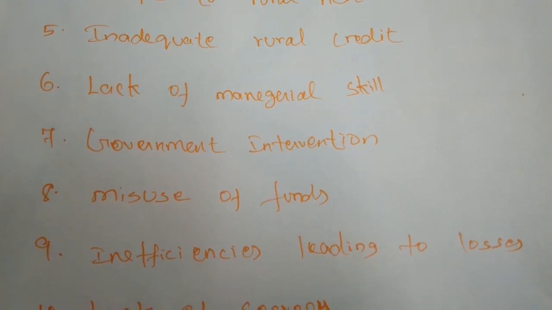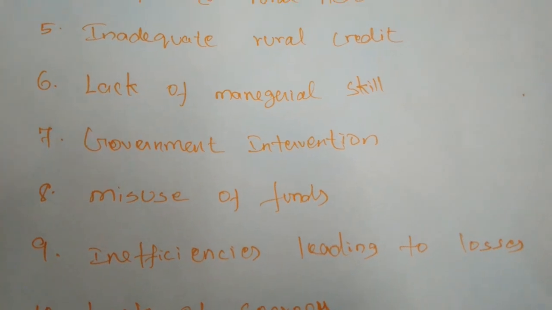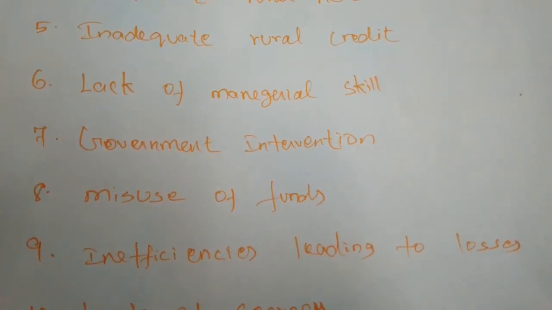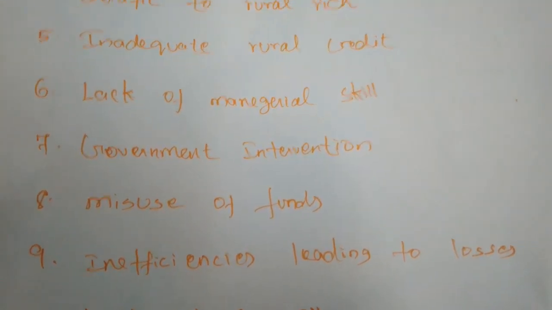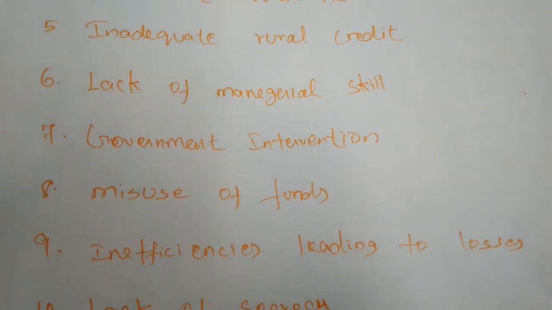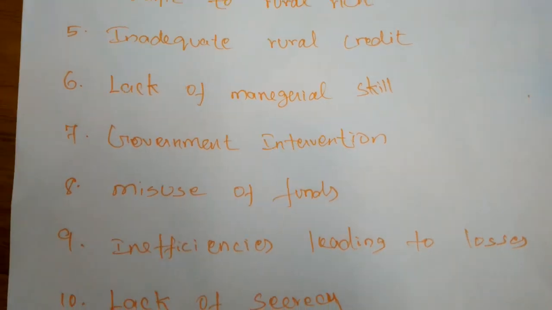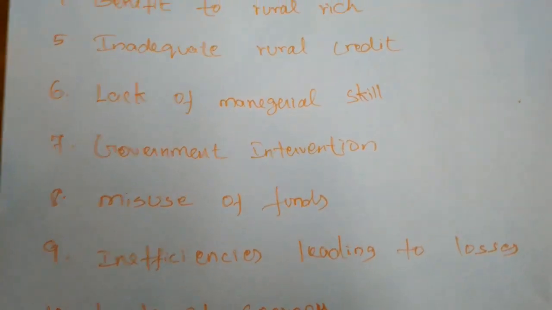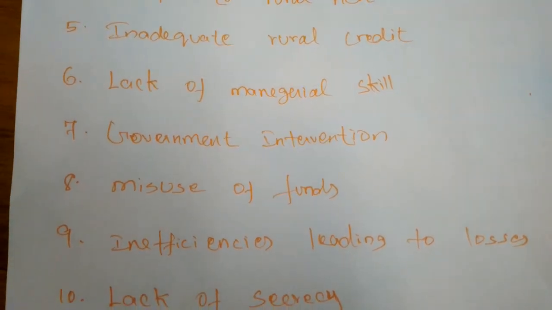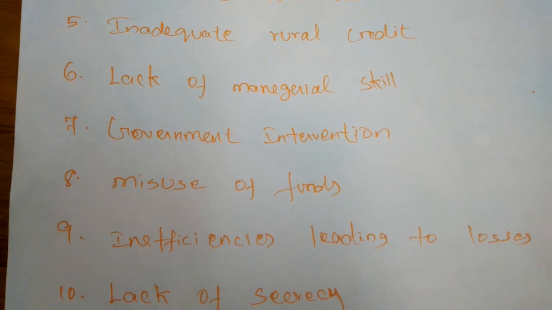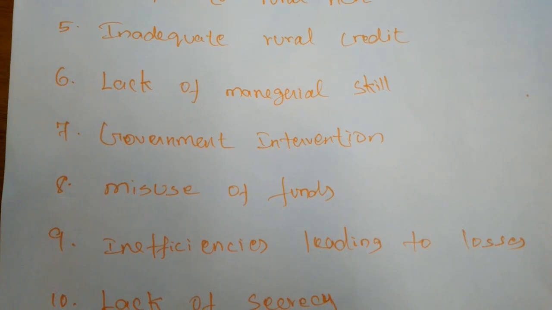The members of the managing committee may not have the required qualifications, skill, or experience. Normally in rural areas, some persons become chairman because they have more money, even if they don't have sufficient skill and educational qualifications. So when such persons become chairman, managerial skills will be lacking, and without managerial skill there will never be development in the cooperative organizations.